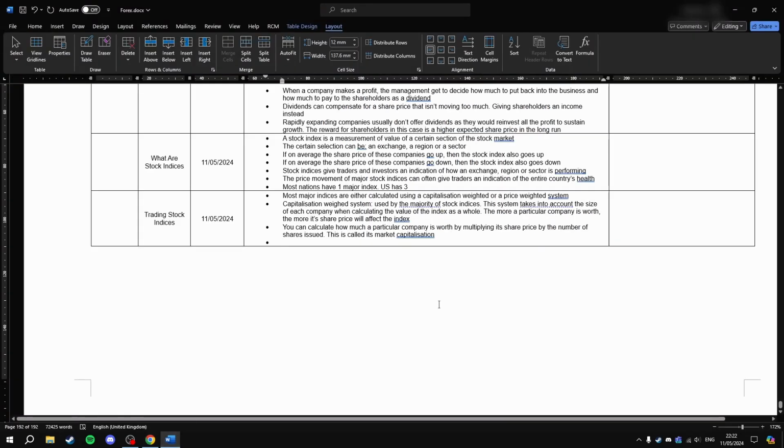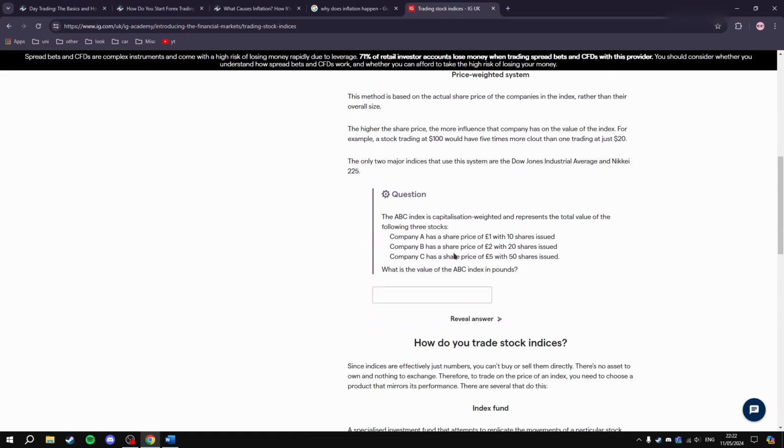Price weighted system. This method is based on the actual share price of the companies in the index rather than their overall size.